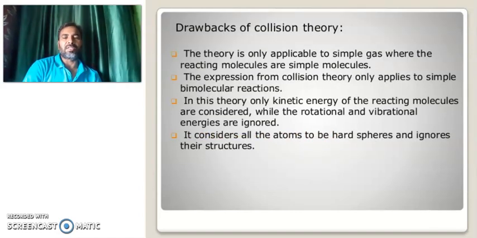Drawbacks of collision theory. What are the drawbacks? The theory is only applicable to simple gases where the reacting molecules are simple molecules. The expression from collision theory only applies to simple bimolecular reactions. In this theory, only the kinetic energy of the reacting molecules is considered, while the rotational and vibrational energies are ignored. It considers all the atoms to be hard spheres and ignores their structure.